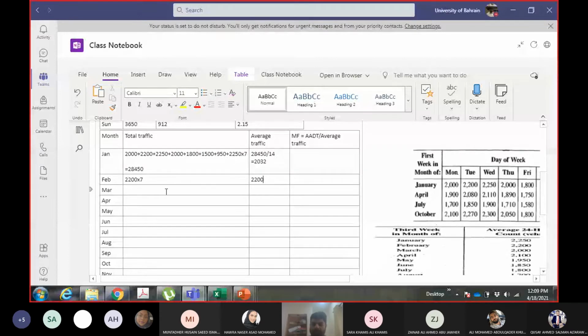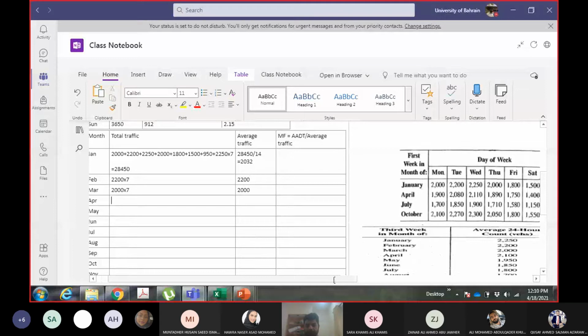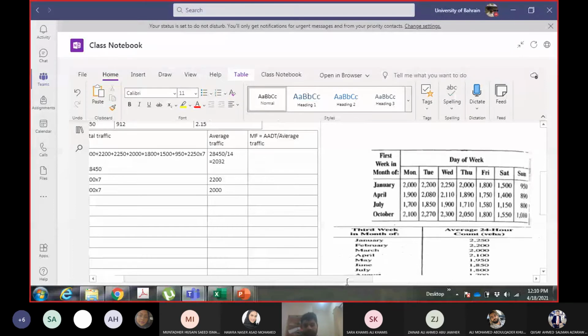March, same thing. Value is 2000. So 2000 into 7 if you want to write it, and simply 2000 will also do. For April, now give me the value for April.